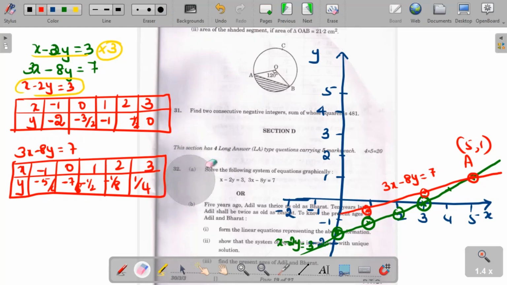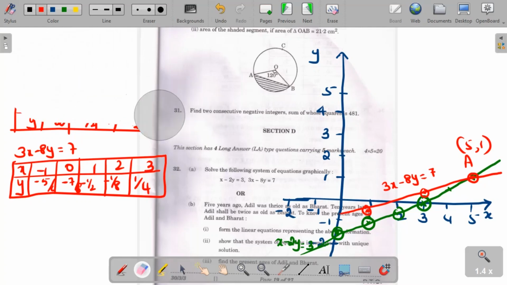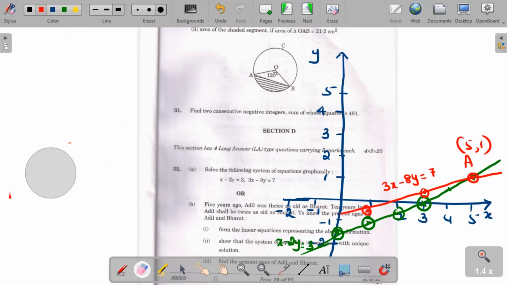Mark each line's corresponding equation and also the point of intersection, which is (5, 1). Now let's move on to the second question.